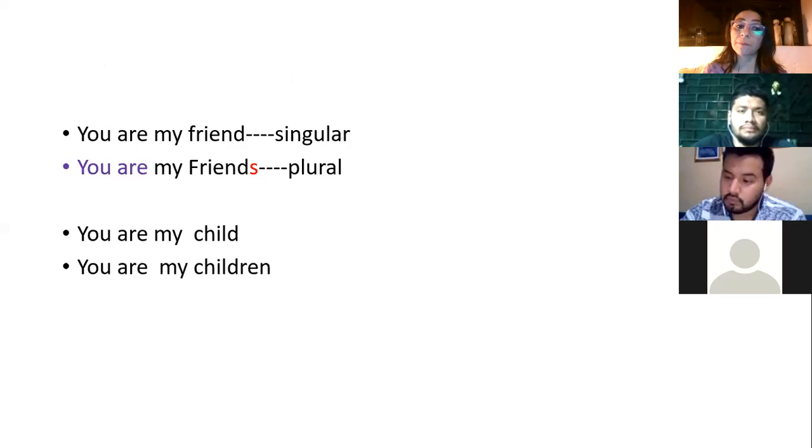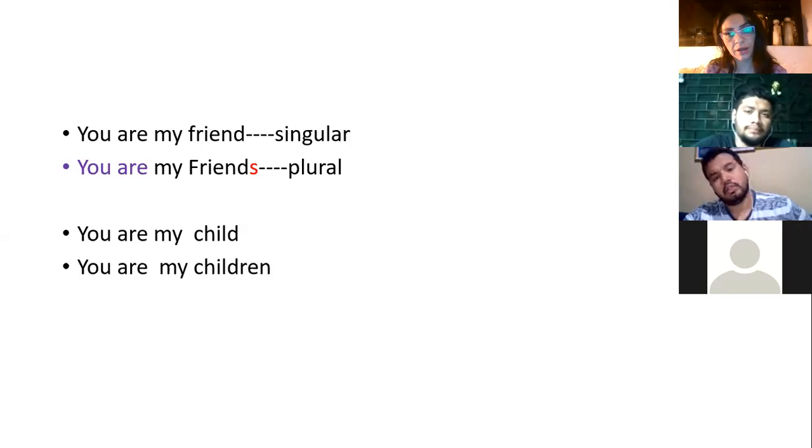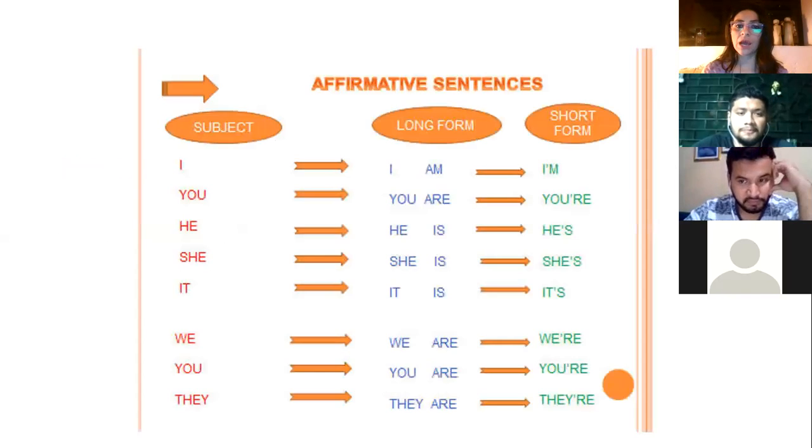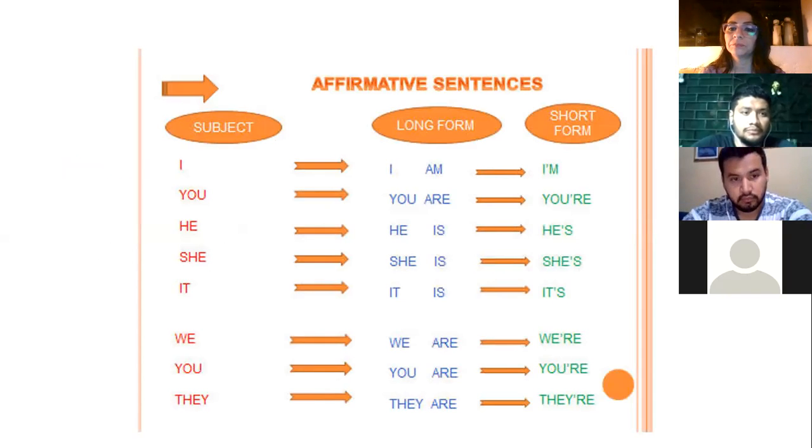All right? So you are my child, only one child. Or you are my children, because I have three. Yeah? Okay? Very good. Then we have, okay, so here we have. Osvaldo, can you read everything, please? You say, I am. Osvaldo, like that, please. I am.